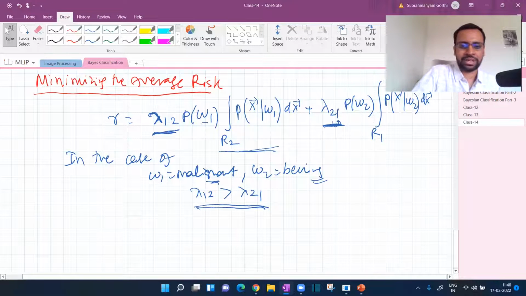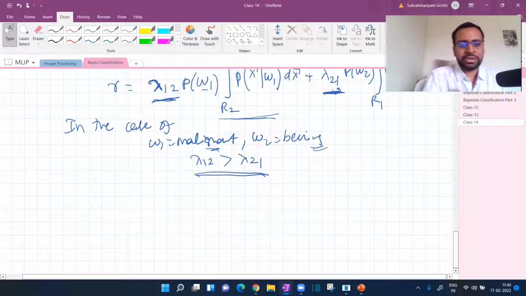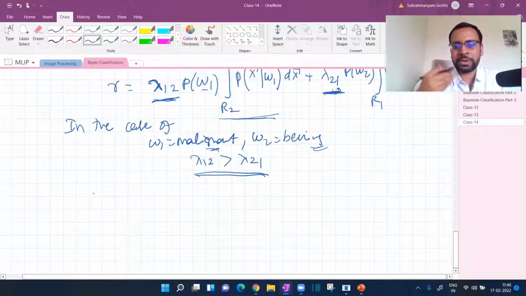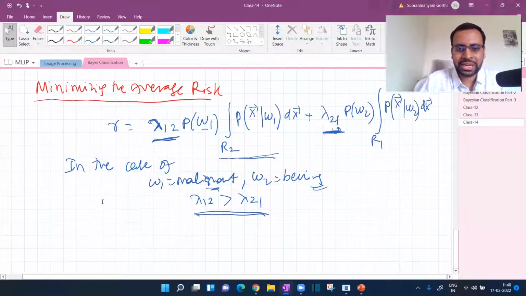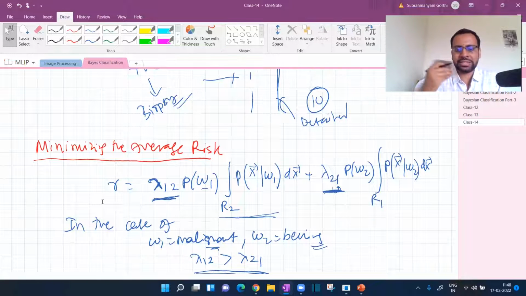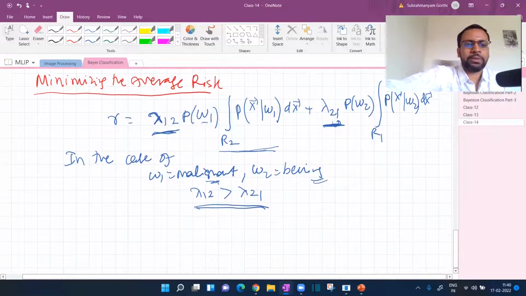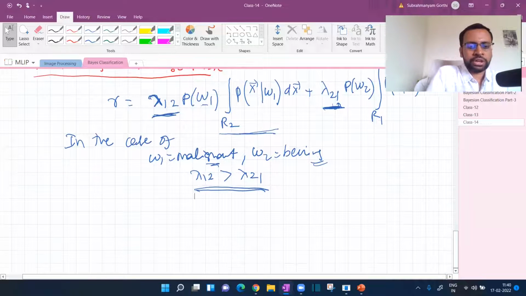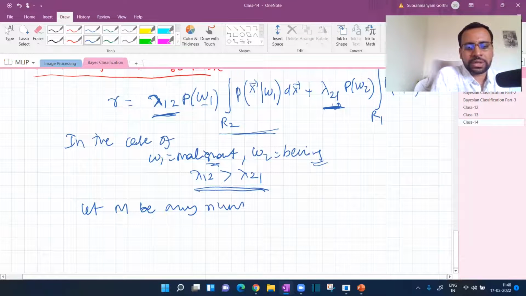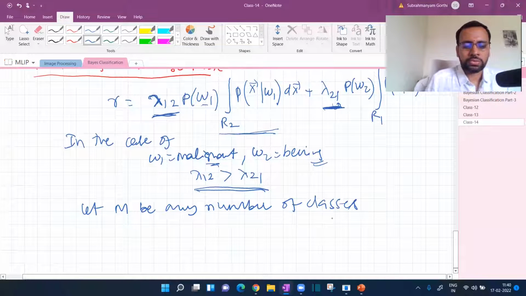With that, let us first generalize to m number of classes. If you notice, I have already introduced the prior probabilities and the penalties. One thing I still haven't done is generalize to m number of classes. Now let m be any number of classes. This is the next step we are going to do.